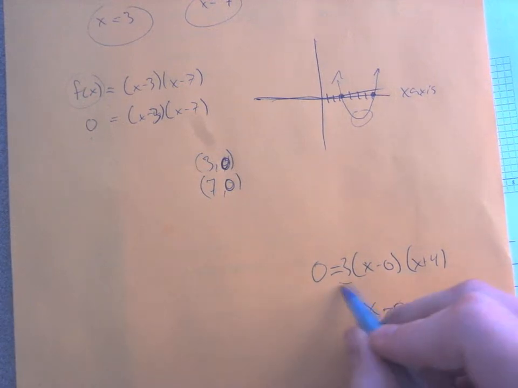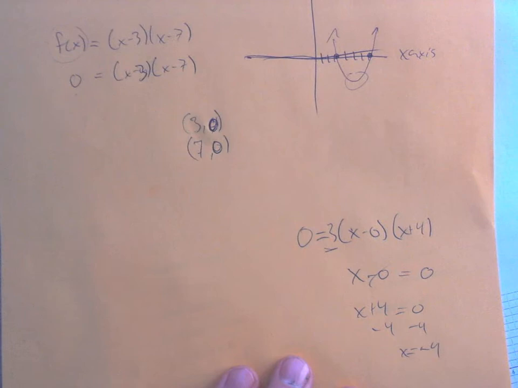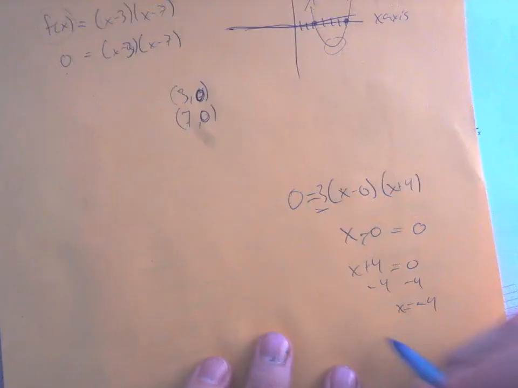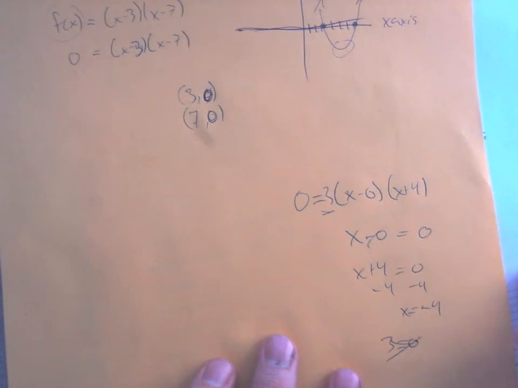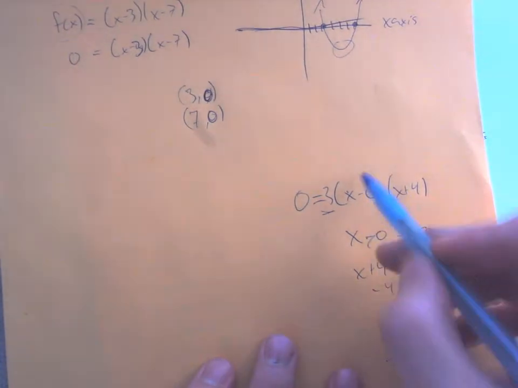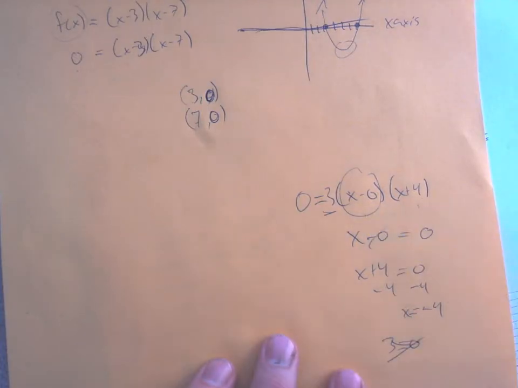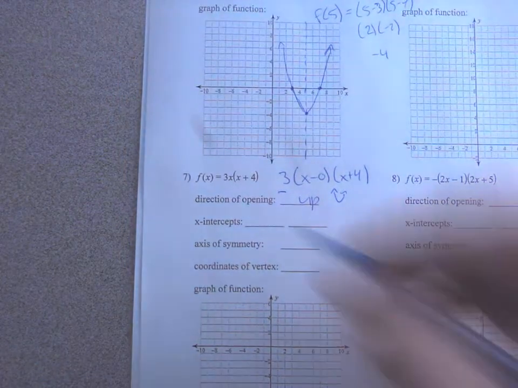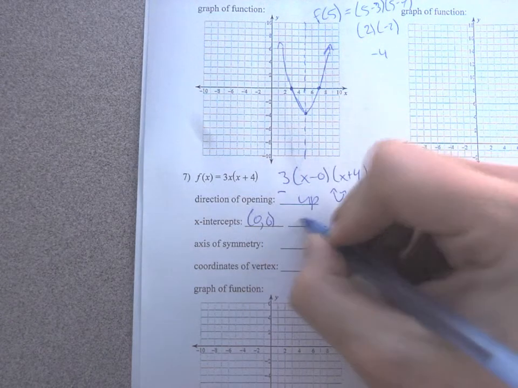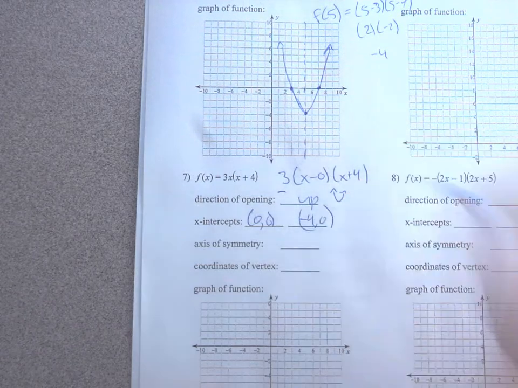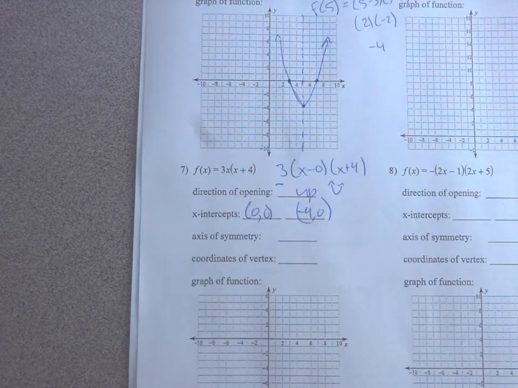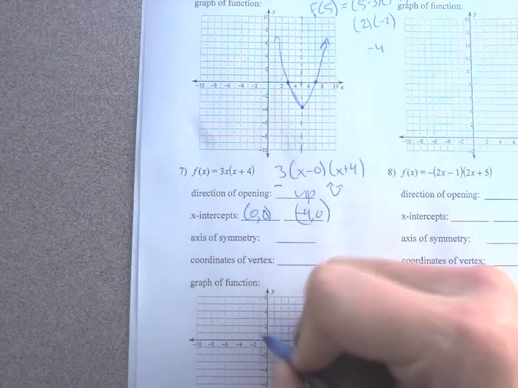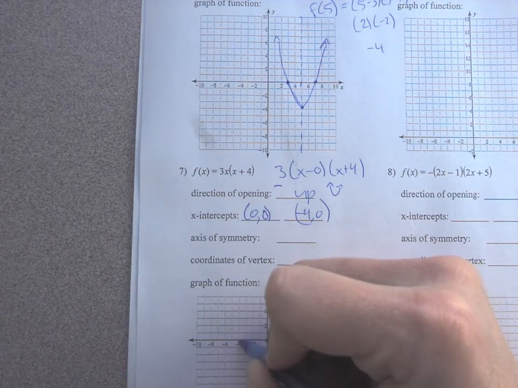Now there's that 3 out there, but it doesn't have an x in it, so that's never going to give us a 0. When does 3 equal 0? Never, so that's not going to work. So your two zeros for this one are just 0 and negative 4. As coordinates, those are (0, 0) and (-4, 0). So let's plot those here.